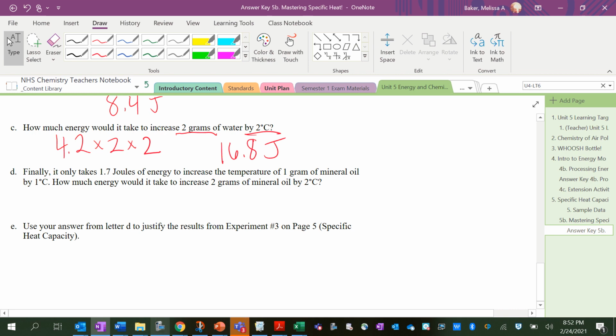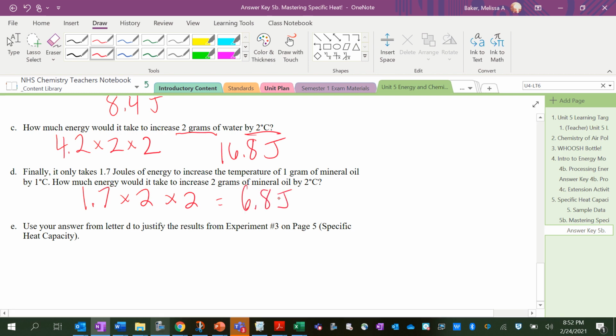Finally, it only takes 1.7 joules of energy to increase the temperature of 1 gram of mineral oil by 1 degree Celsius. So how much would it take to increase 2 grams of mineral oil by 2 degrees Celsius? So we're going to multiply here. What is 1.7 times 4? It would take 6.8 joules.